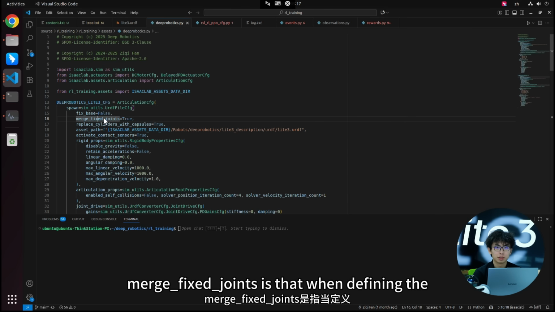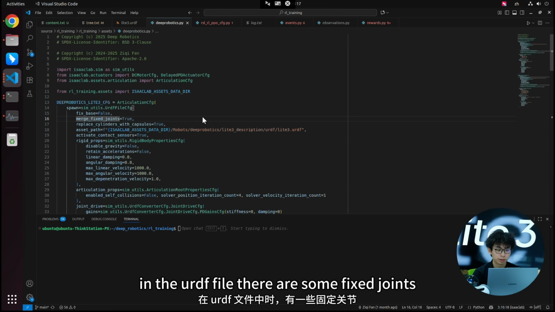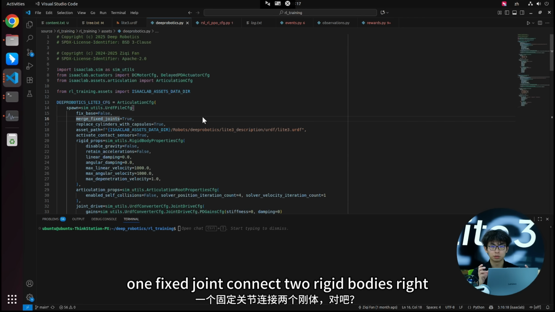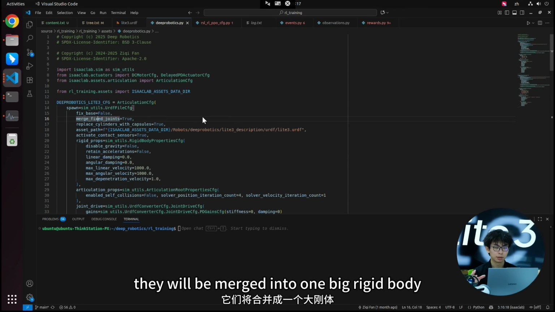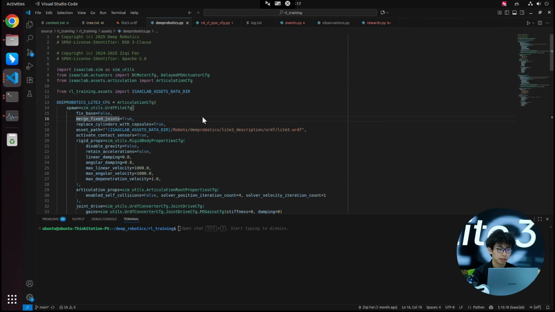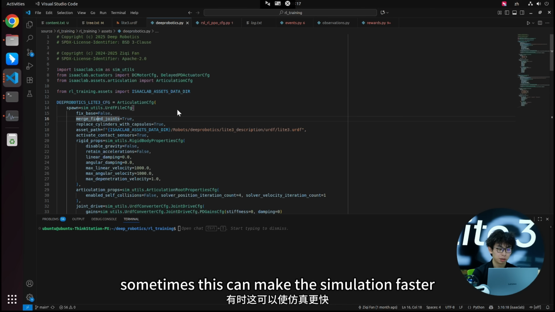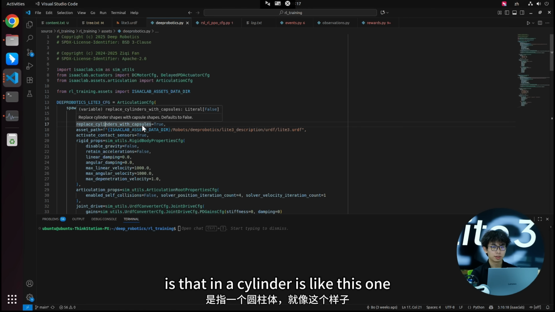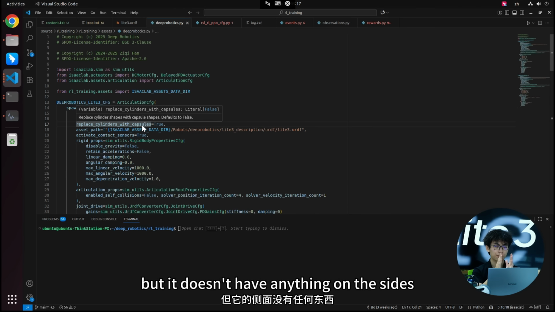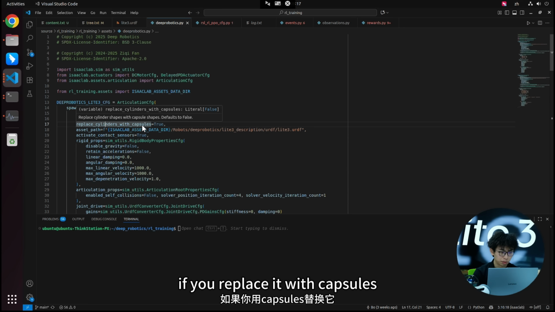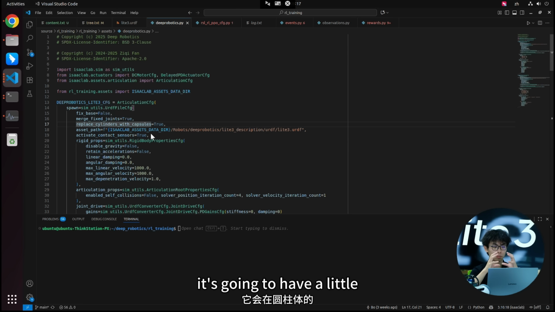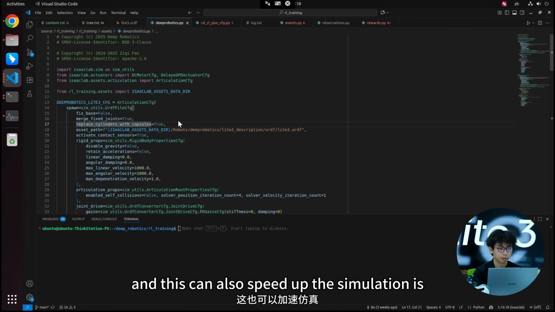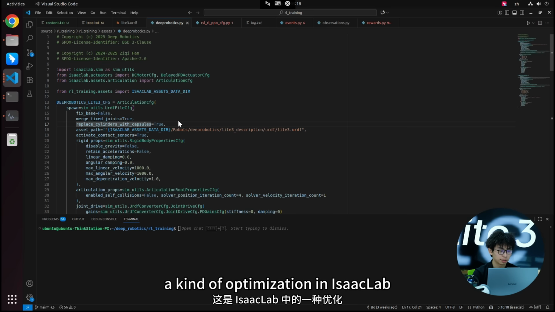Merge fixed joints is that when defining in the UIDF file, there are some fixed joints. One fixed joint connects two rigid bodies, right? If you set this to be true, they will be merged into one big rigid body. Sometimes this can make the simulation faster. Replace cylinder with capsules is that a cylinder doesn't have anything on the sides. If you replace it with capsules, it's going to have two little bolts on the sides of the cylinder, and this can also speed up the simulation. It's a kind of optimization in Isaac Lab.